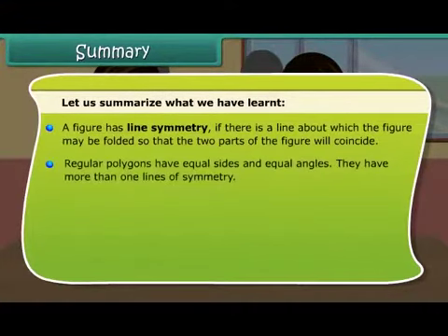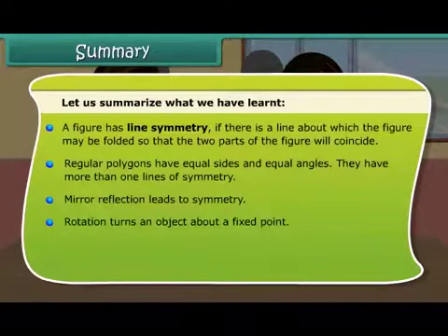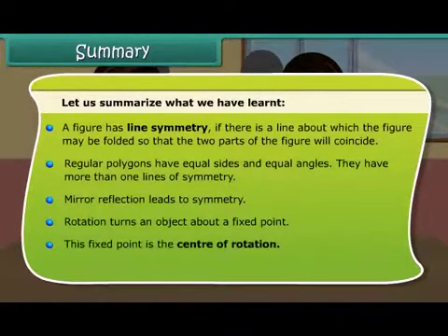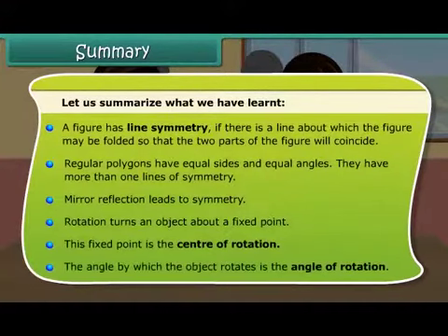Regular polygons have equal sides and equal angles. They have more than 1 line of symmetry. Mirror reflection leads to symmetry. Rotation turns an object about a fixed point. This fixed point is the center of rotation. The angle by which the object rotates is the angle of rotation.